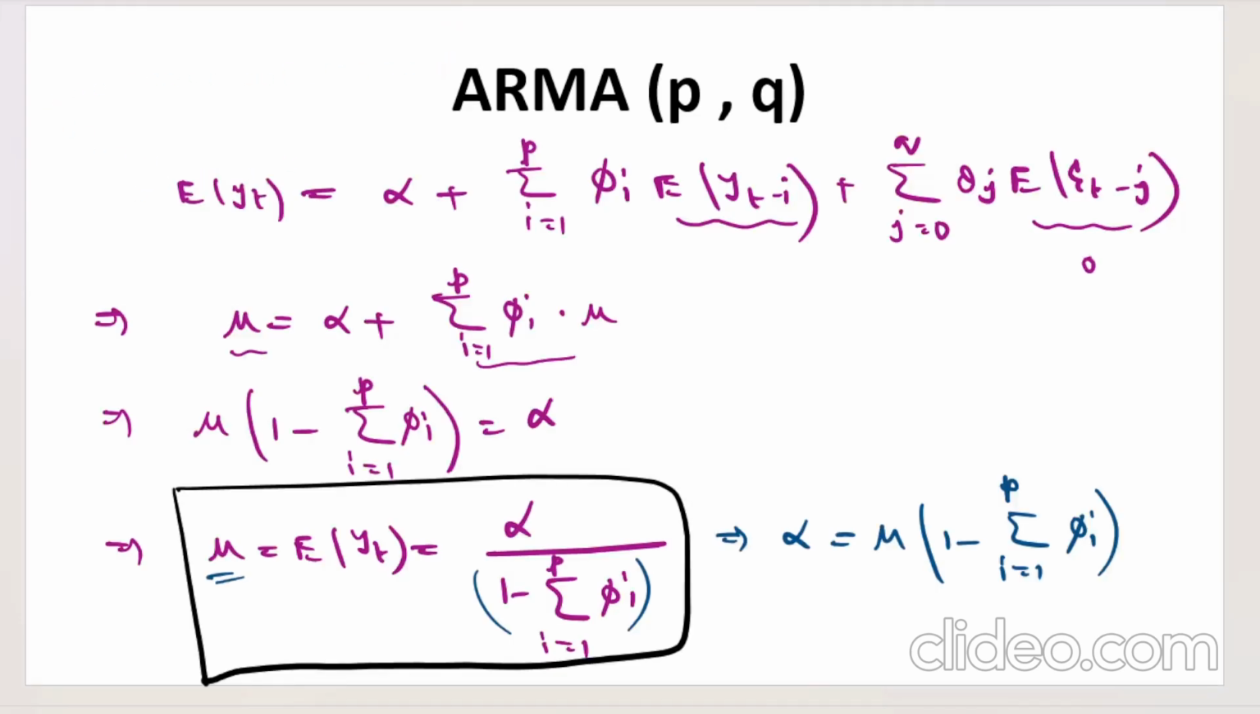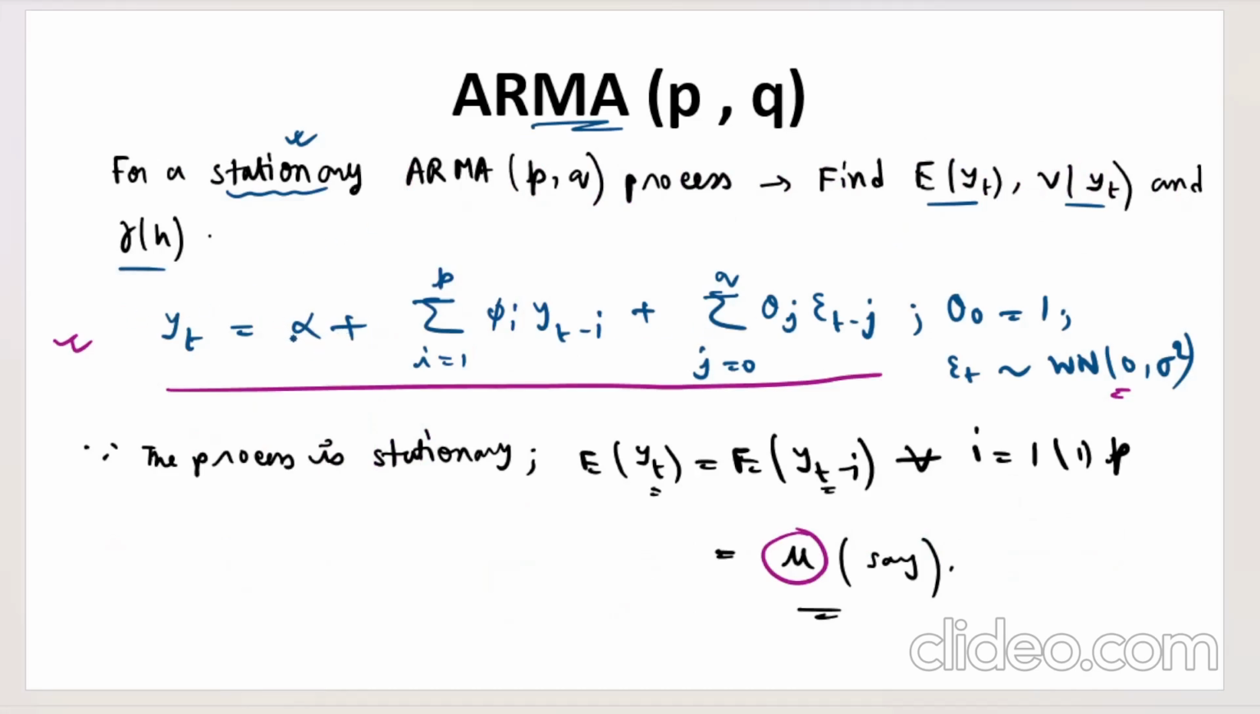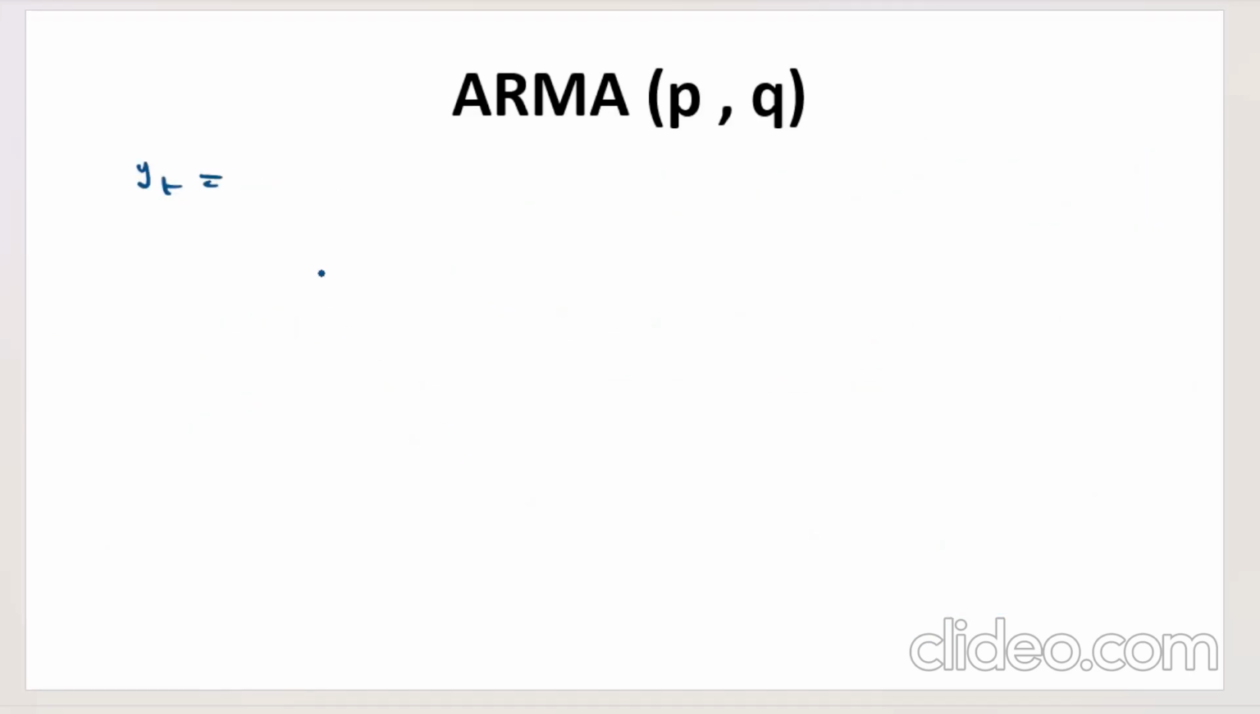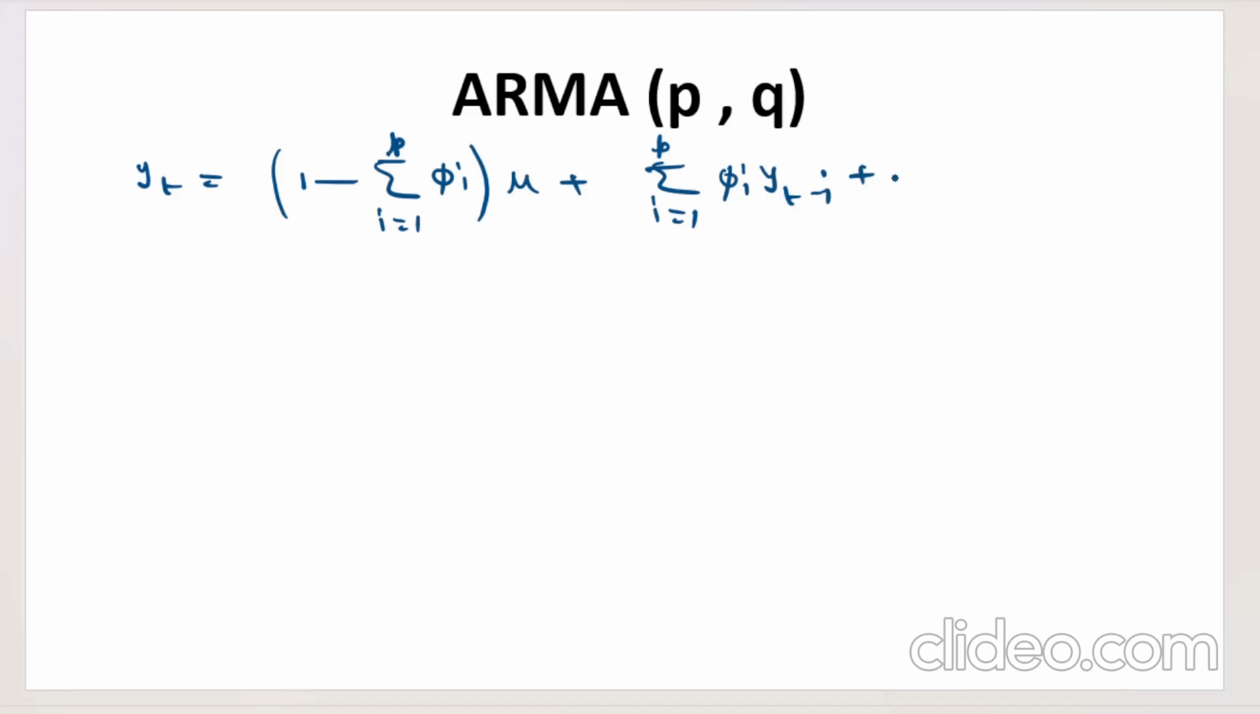So y_t. If you start with this original expression, alpha has to be replaced by this. So let me write 1 minus summation i from 1 to p phi i, times mu, plus summation i from 1 to p phi i y_(t-i). This is as it is. Rest of the thing will not change: summation j from 0 to q theta j epsilon_(t-j), right? Okay.